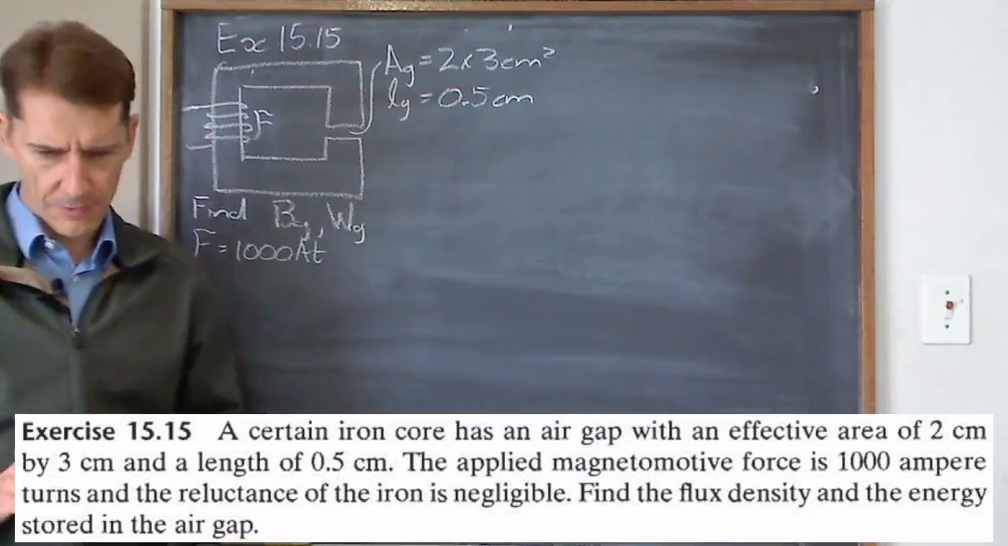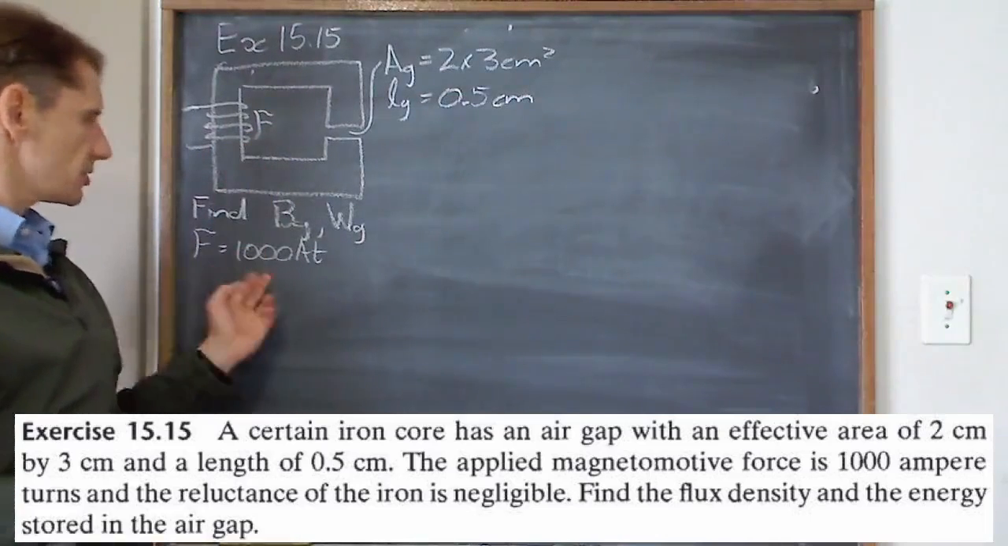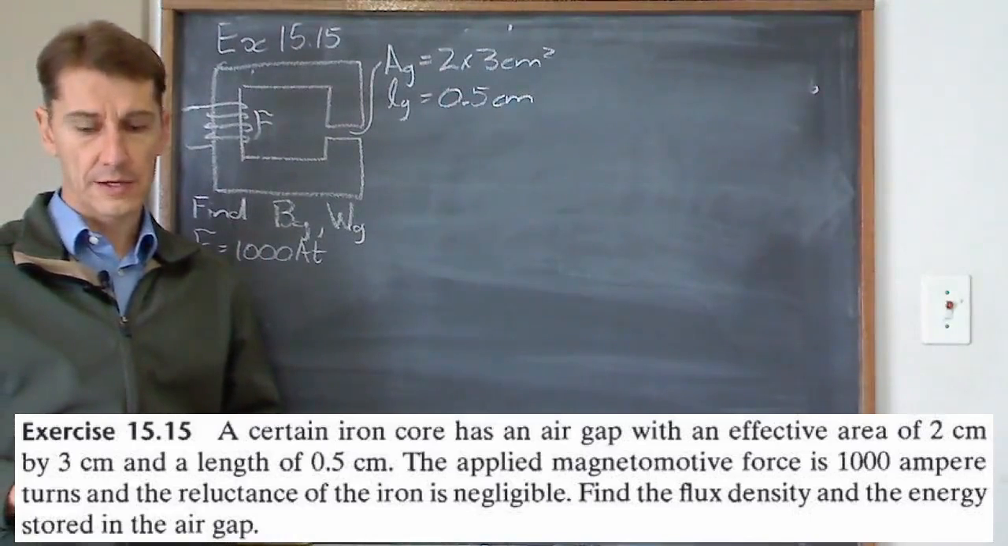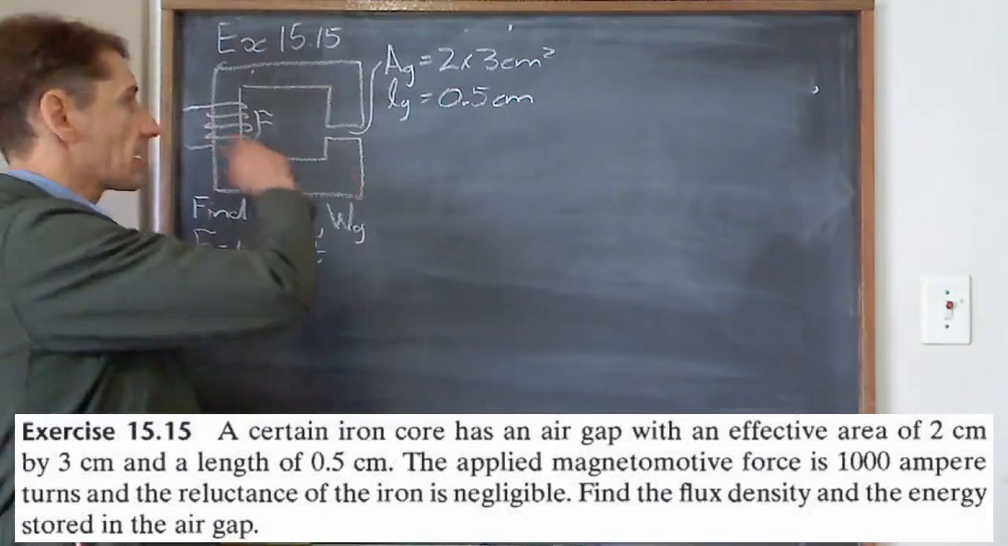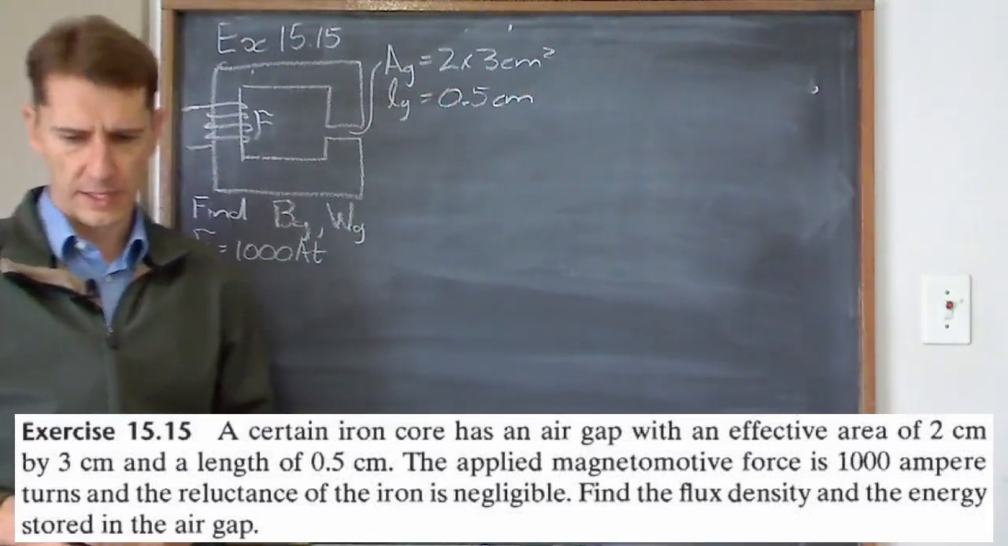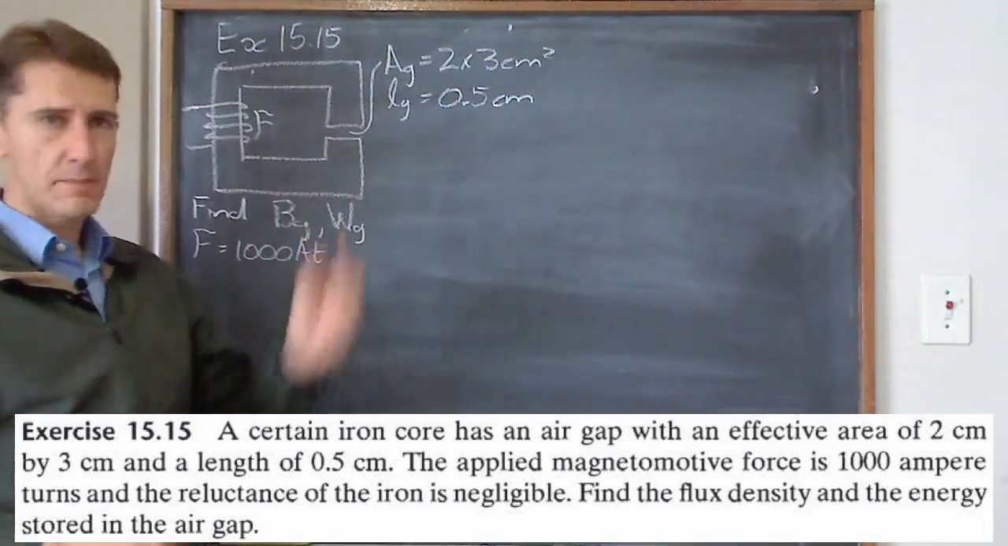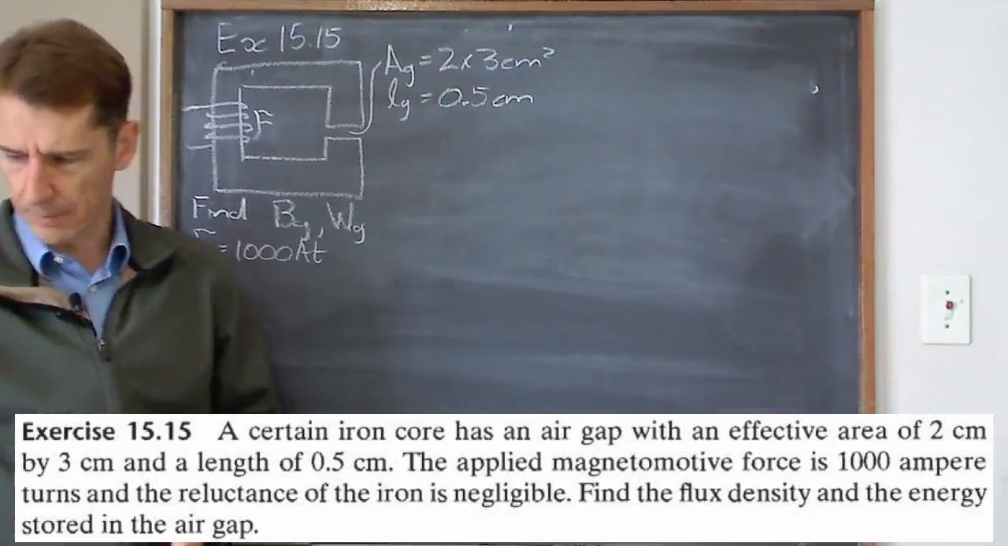The applied MMF is 1,000 ampere turns, so that I've put down here. And the reluctance of the iron is negligible. They don't give us anything of the iron because that's going to be negligible. What we need to find is the flux density in the gap and the amount of energy stored in the gap.